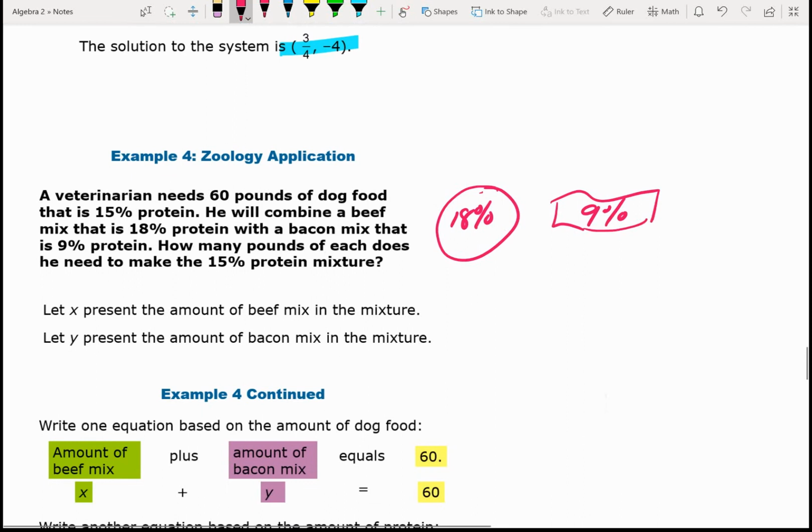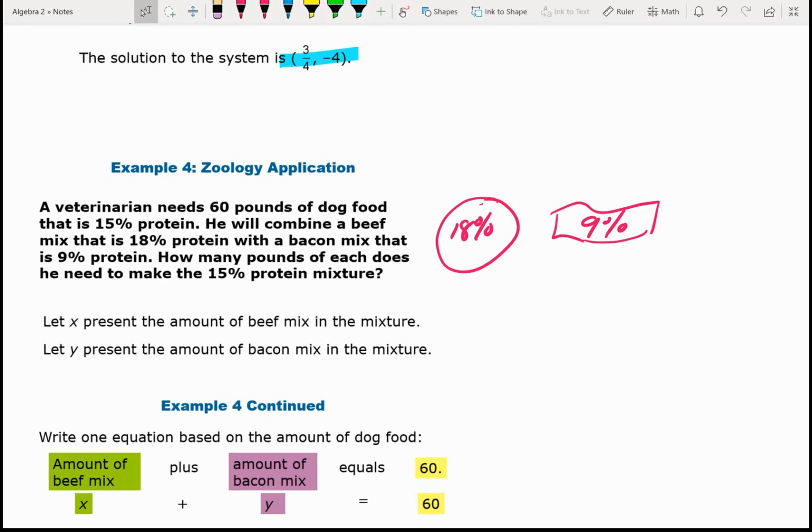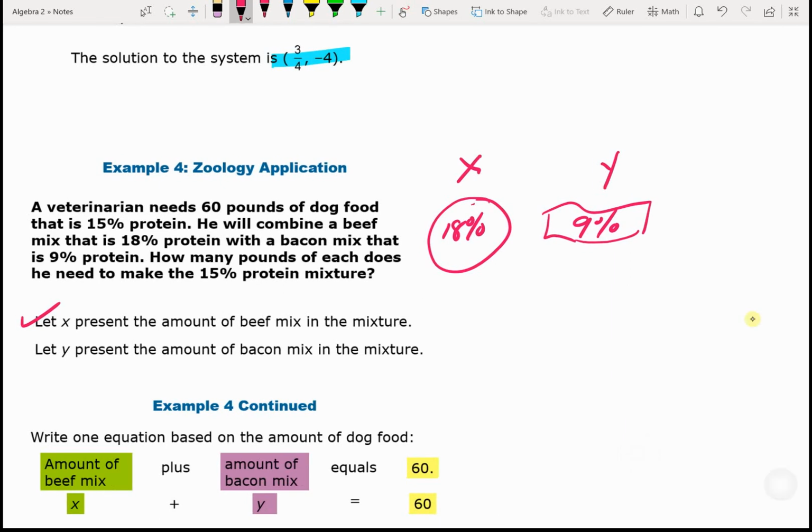All right. So here, when we solve this, what we want to do is define some variables always. So we'll say, let X represent the amount of beef mixed in the mixture, and Y represent the amount of bacon mixed in the mixture. So we have X and we have Y. We want to combine those two, and we want to get 15%. So we want to get 15% of how many pounds?